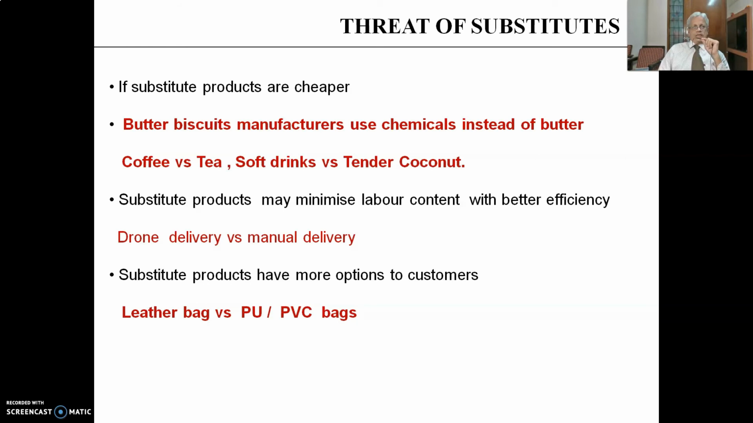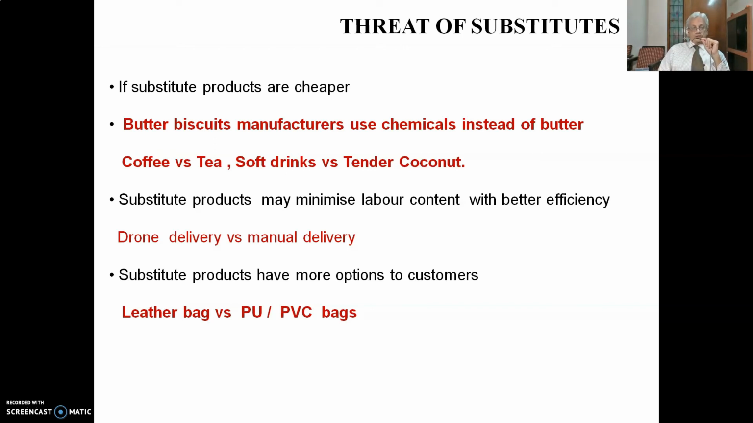The substitute products may minimize labor content with better efficiency. In such cases also the threat of substitute is quite high. Let us take the case of drone delivery versus manual delivery. Today, with drone technology getting perfected, it is offering a lot of flexibility, cost reduction and all that. So very soon, the bulk of the manual delivery done by the various e-commerce players will be handled by drones. The substitute products sometimes will provide more options to the customer.